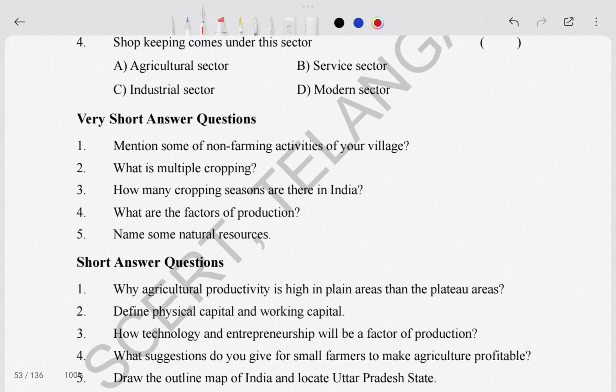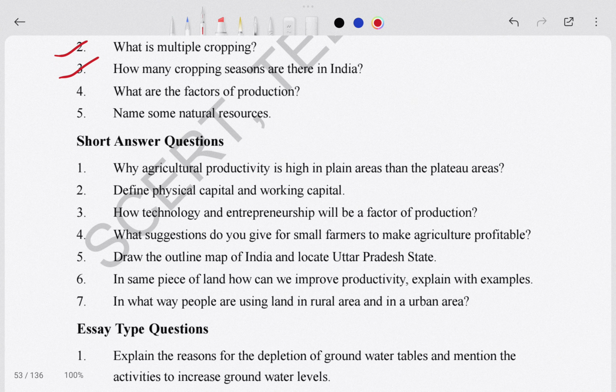Mention some of the non-farming activities of your village. What is multiple cropping? This is important. How many cropping seasons are in India? This is also important. Actually, in this one all the questions are important, but for your upcoming examination, you can see: what are the factors of production? Name some natural resources. Okay, so these are the important questions here.